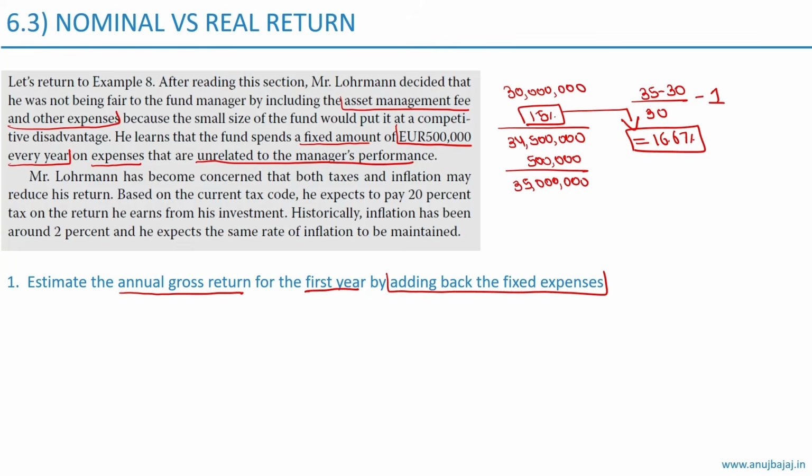You could also do it in a different way. You take the fixed expense of 500,000 euros, divide it by the initial value of the portfolio, and you will get 1.67%. So this is the fixed expense as a percentage of the initial value of the portfolio. And you add this to the net return of 15%. You will get the gross return of 16.67%.